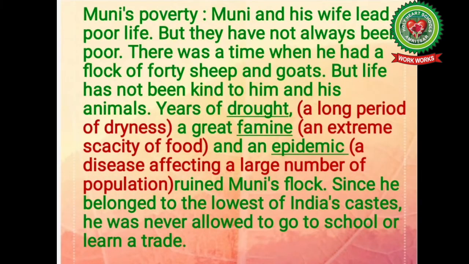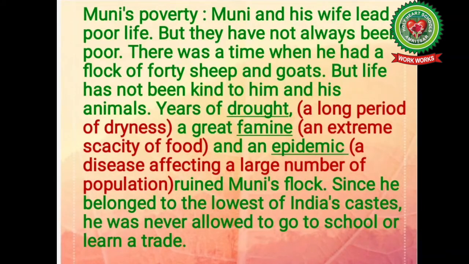Muni's poverty. Muni and his wife lead a poor life, but they have not always been poor. There was a time when he had a flock of 40 sheep and goats, but life has not been kind to him and his animals. Years of drought, a great famine, and an epidemic ruined Muni's flock. Since he belonged to the lowest of India's castes, he was never allowed to go to school or learn a trade. What is the meaning of drought?